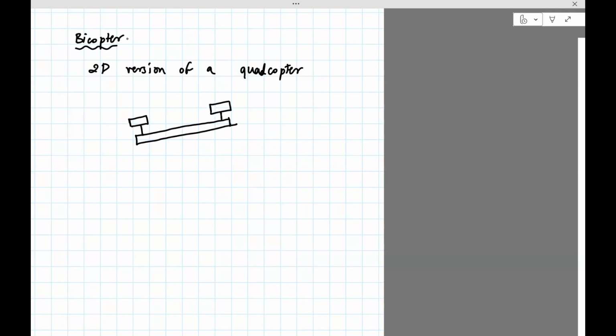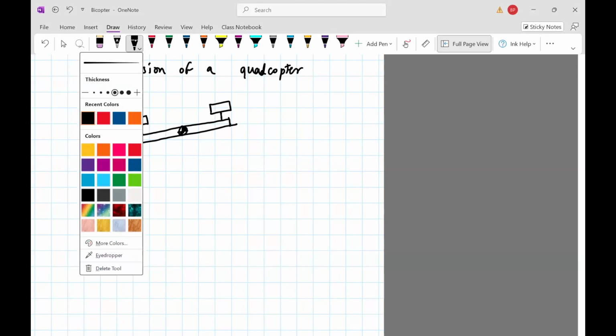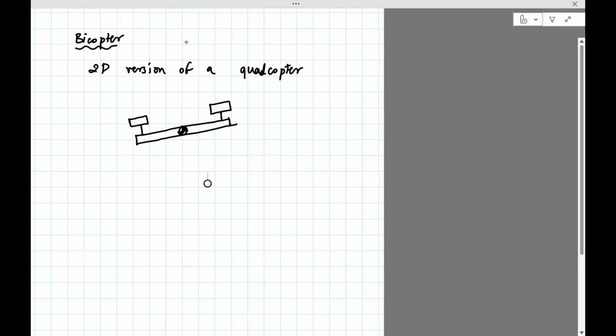Okay, so these are the two propellers of the Bicopter, just two, and it's only in the plane. Our model is going to be extremely simple here. We're going to assume that there's a mass and inertia associated with the body of the quadcopter or bicopter.